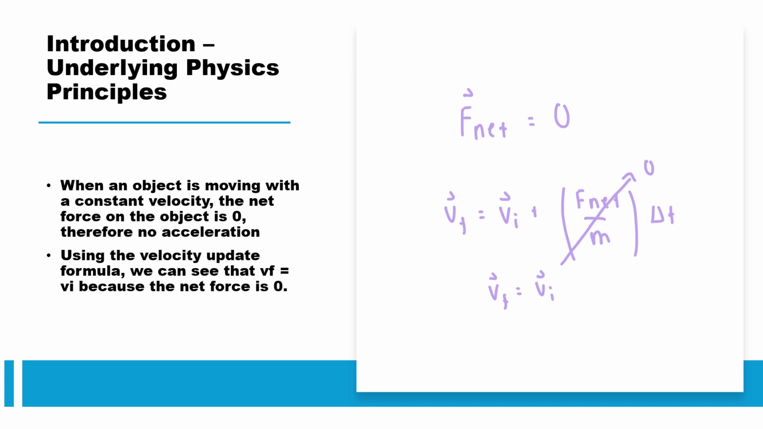Some underlying physics principles include that when an object is moving with a constant velocity, the net force on the object is zero, therefore no acceleration. This is demonstrated mathematically by the image on the right. Also, through using the velocity update formula, we can see that v final equals v initial because the net force is zero. Again, on the right, we can see how this mathematically plays out using our known formulas.